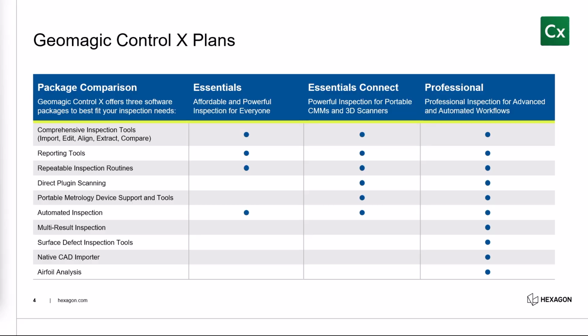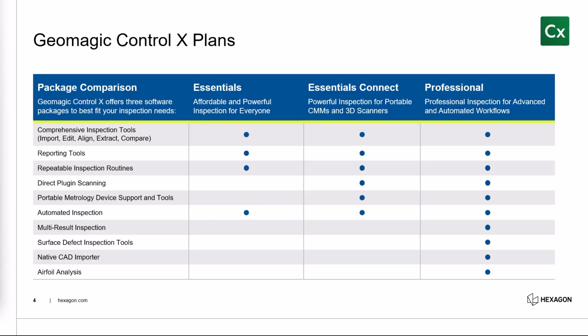Now, what if you really wanted to scan into ControlX? Well, we have a plan for that too. It's called Essentials Connect. It has all the same tools Essentials does, but now you can also scan directly into the software with your commercial scanner. And we work with all sorts of different scan equipment manufacturers, so chances are we do have a plugin developed for you if it's a commercial system.